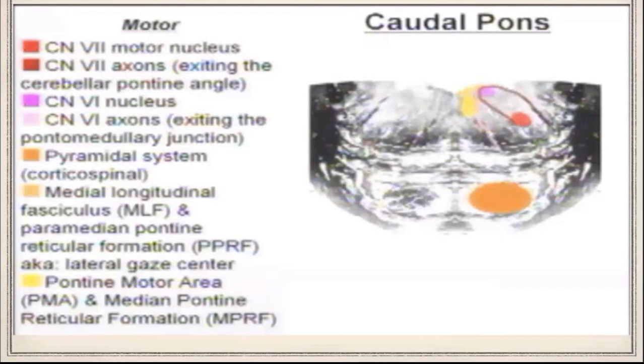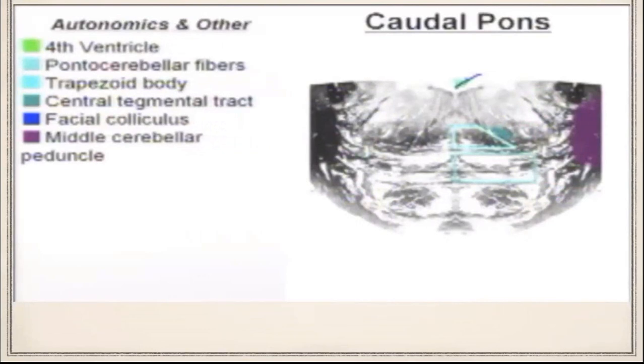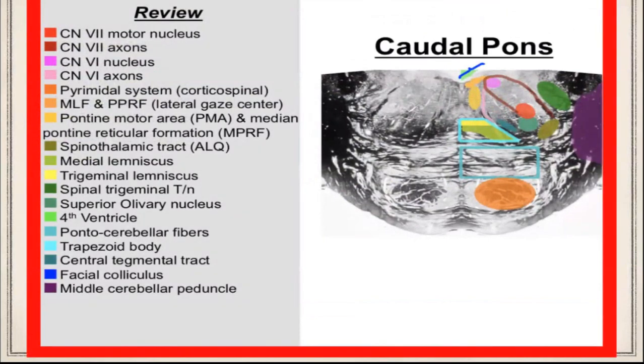Now we have the caudal pons, motor system, a lot. You can see there on the left that whole list. You can see the sensory system. You can see autonomic and other pathways in the caudal pons. And that is a summary of the caudal pons. Again, quite busy, except for the corticobulbar fibers that you can see crossing transversely. Otherwise, it's quite dense. And that's, of course, corticospinal.